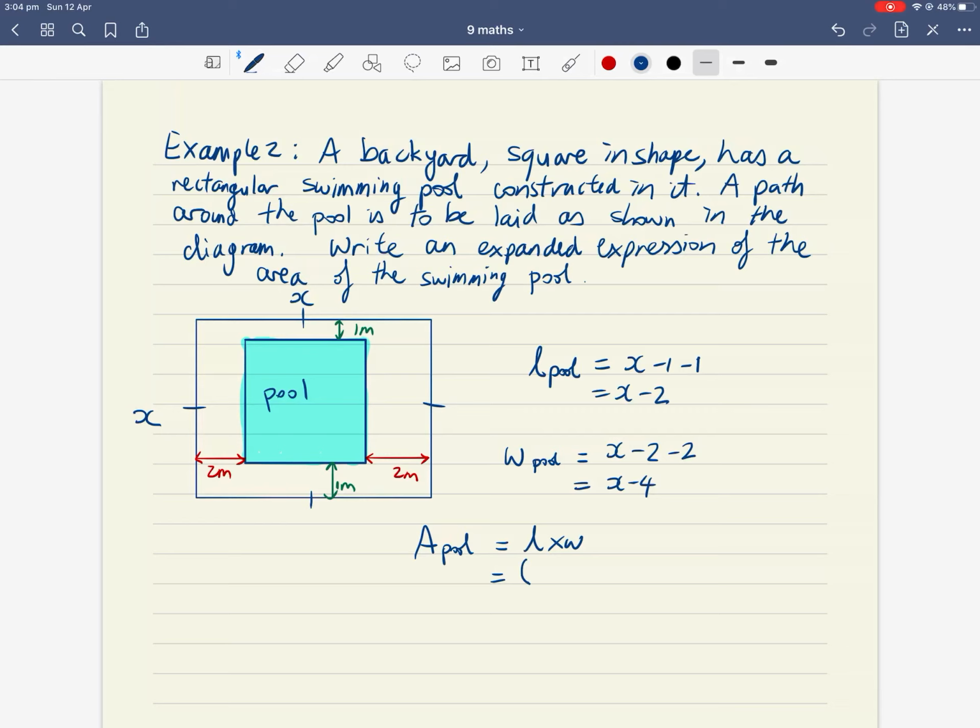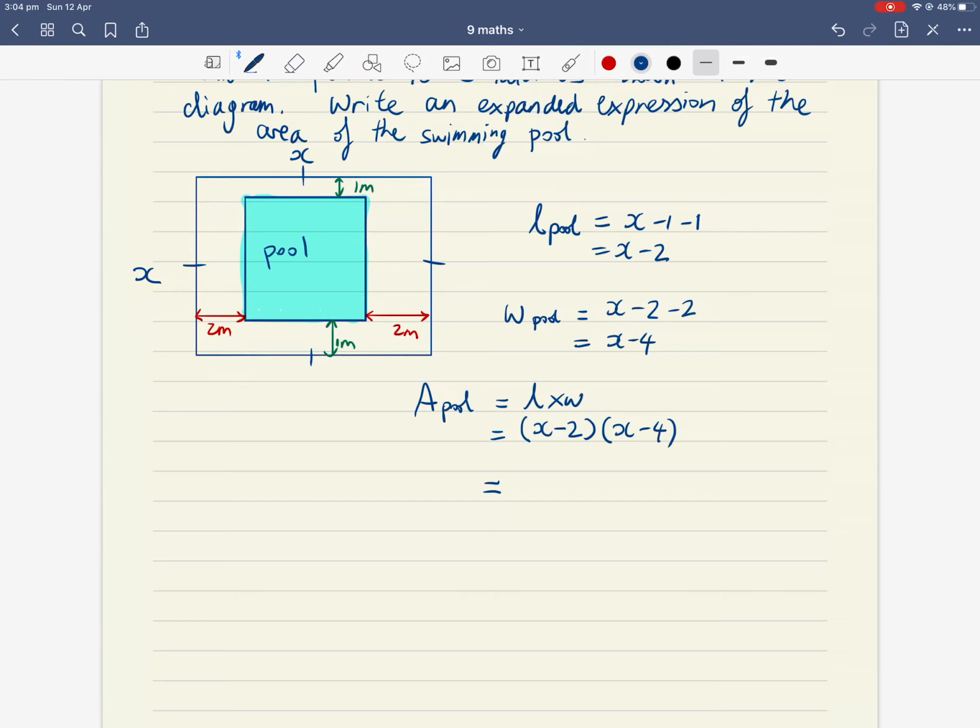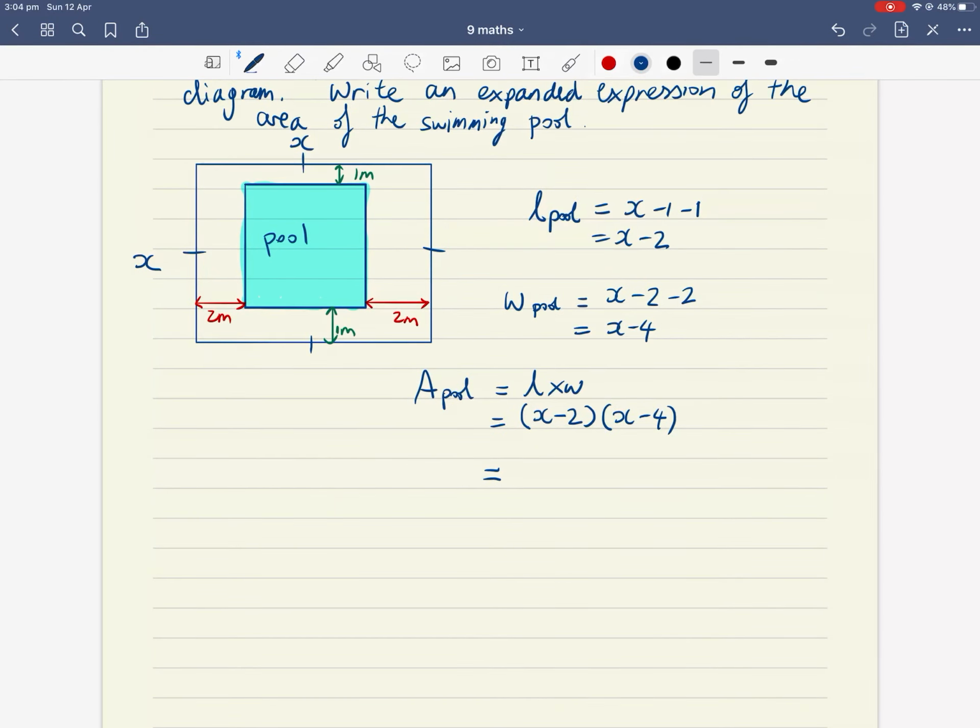Now, because we're multiplying and we've got 2 terms, we are going to put brackets around our terms. So we have x minus 2 in brackets times in brackets x minus 4. You can write a multiplying symbol between the 2 brackets like this, but you don't have to because it's just implied: two brackets next to each other means to multiply.